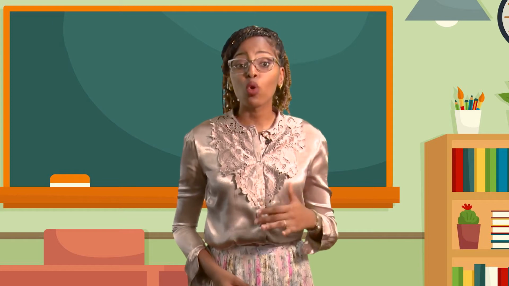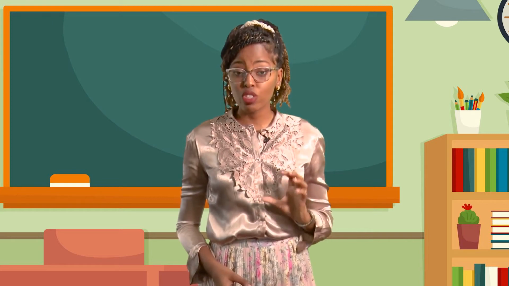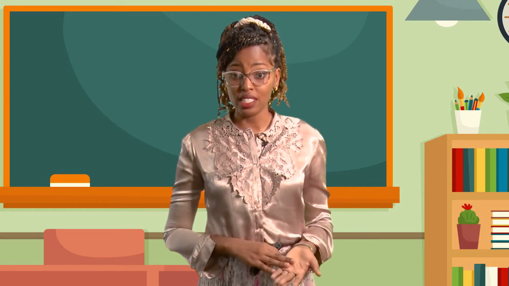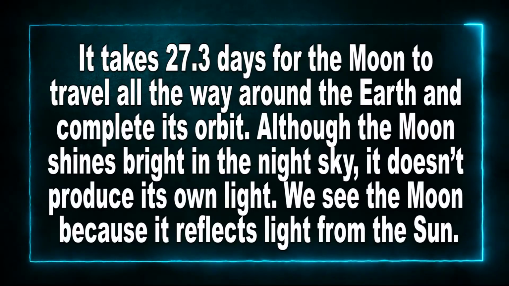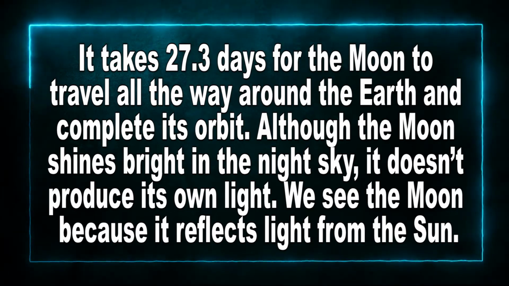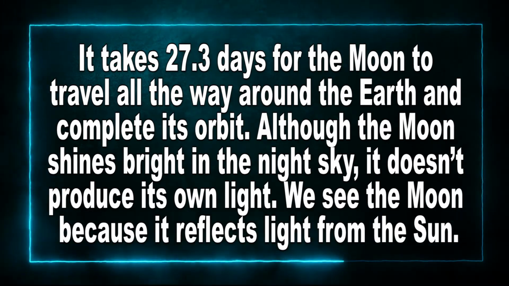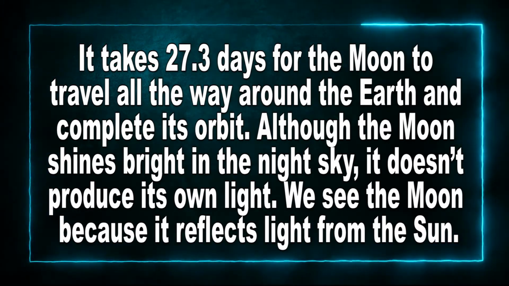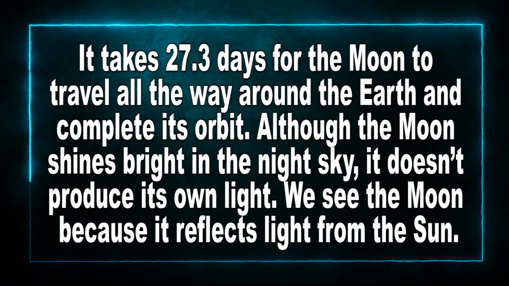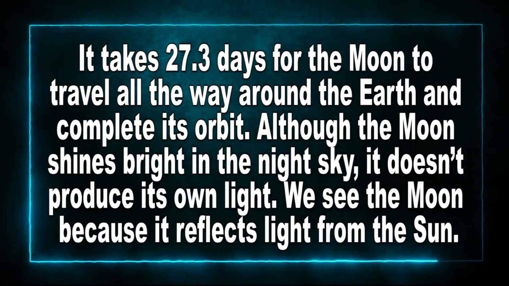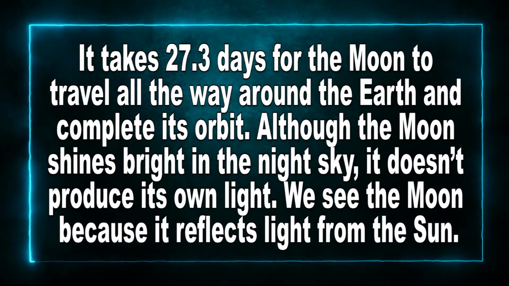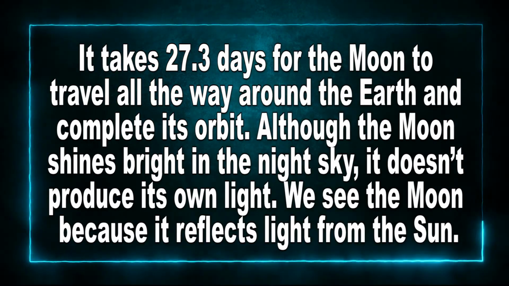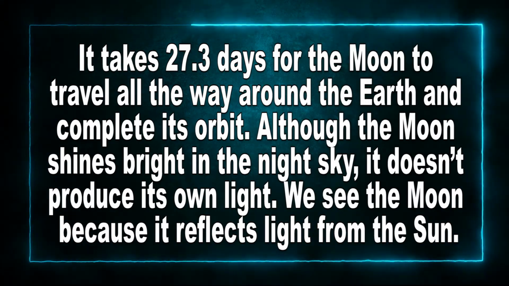Its surface is home to mountains, huge craters, and flat plains called seas, made of hardened lava. It takes 27.3 days for the moon to travel all the way around the Earth and complete its orbit. Although the moon shines bright in the sky, it does not produce its own light. We see the moon because it reflects the light from the sun.